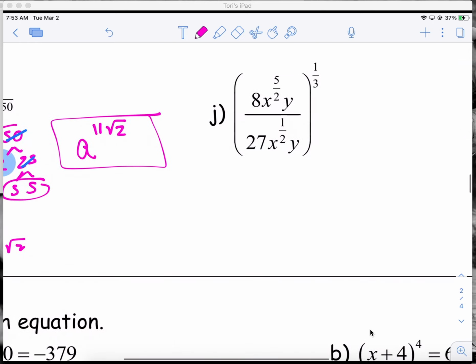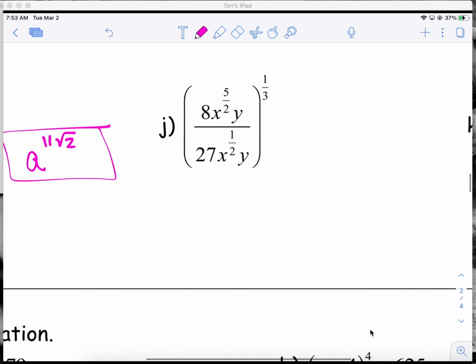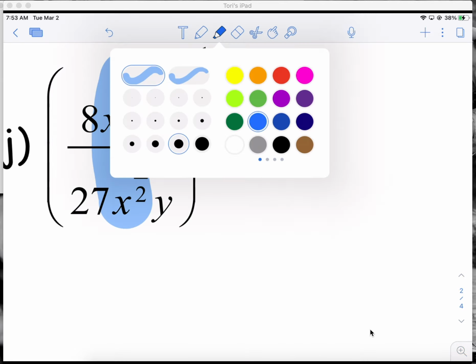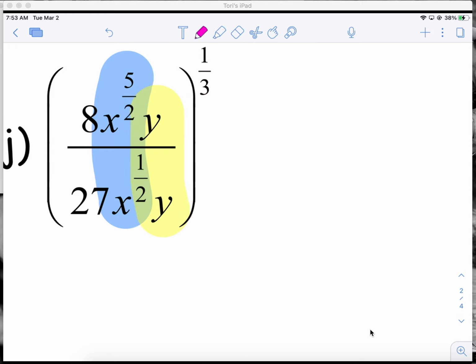All right, there is a lot going on. I'm going to show you how to make your life easier before you make it harder. Okay, first of all, simplify these guys. Simplify your x's, simplify your y's before you start distributing the exponents.